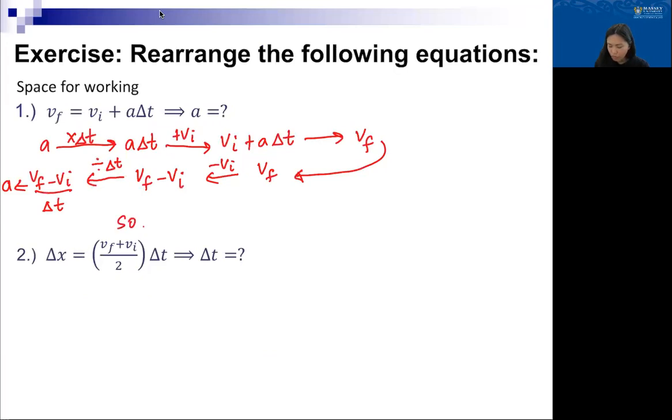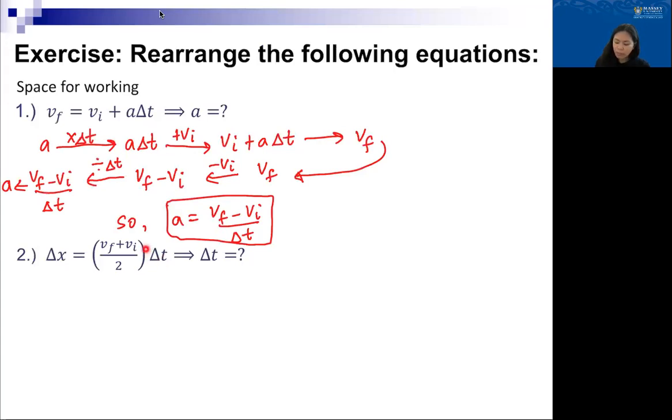So therefore, A is equal to VF minus VI over delta t. So very similar method to what we did earlier to isolate delta t. Now for the second equation, we want to isolate delta t.